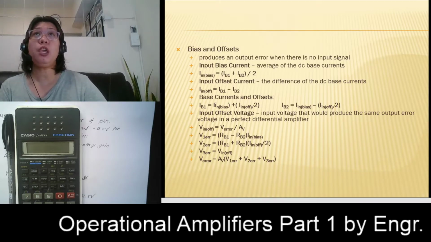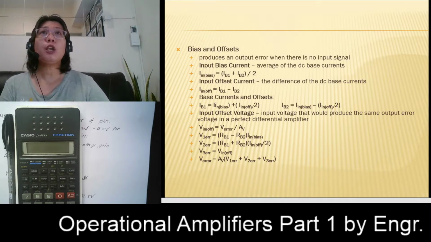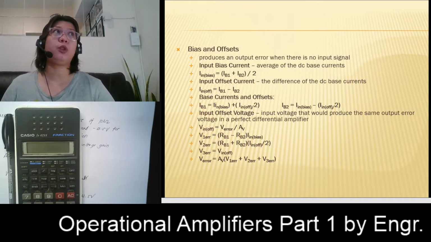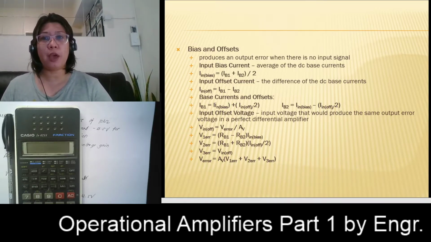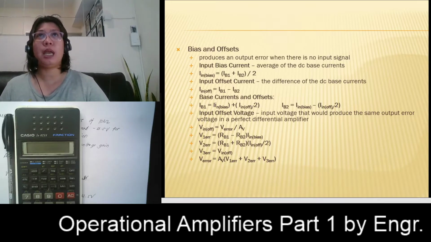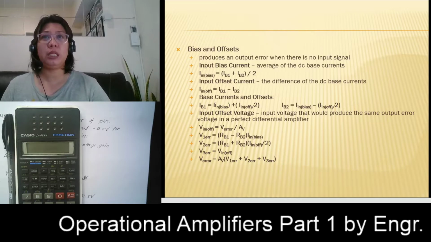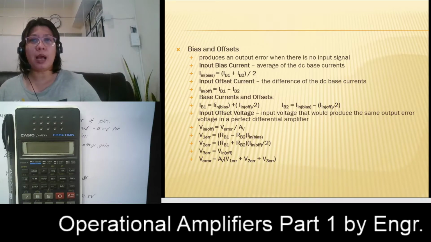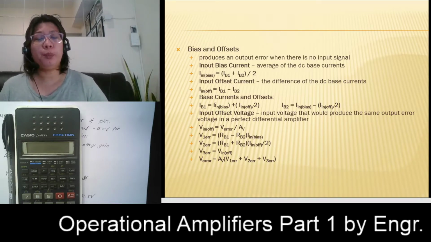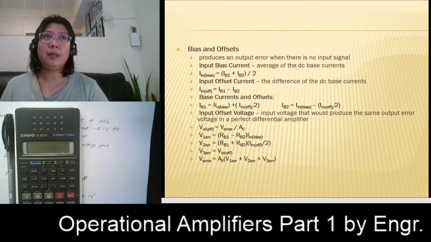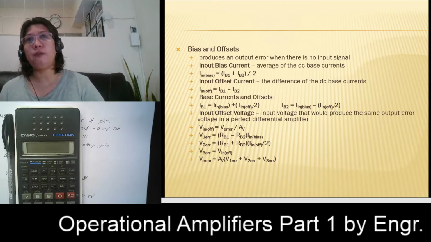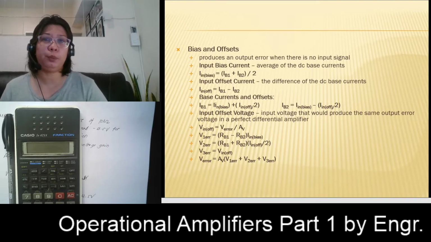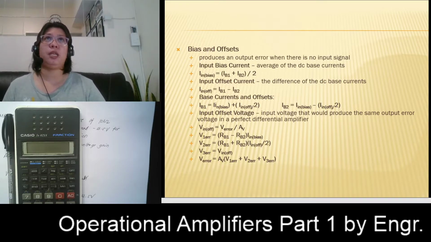Okay, so we have here some more terms. We have already talked about this in the differential amplifier video, but I told you that we will just be focusing on the discussion once we discuss operational amplifiers. For an ideal op amp, when you have a zero input, our output is supposedly equal to zero. But for practical op amps, even though we don't have any input, we can read an output voltage. That output voltage is based on your bias and offset values.